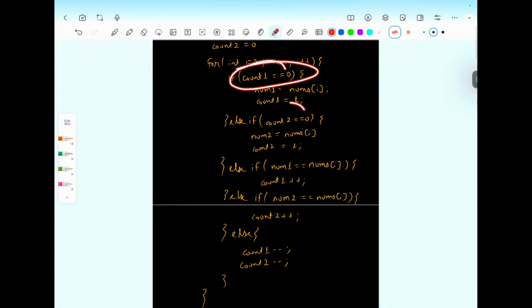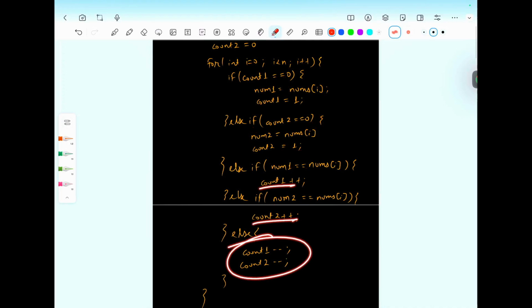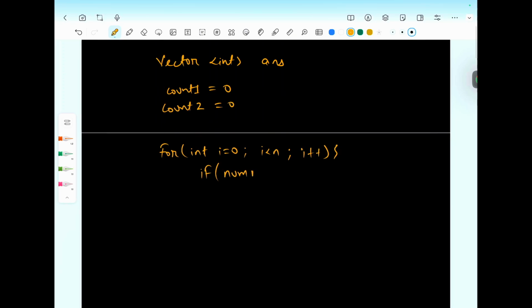First you write a condition for if your count is 0, update your num and count. If num1 and num2 are the same as the current value, you update their count, and if the number is different, you decrease your count. After that you have to write extra code for checking that both majority elements really are majority elements. So let's write the code. We have multiple answers, so we will declare a vector to store the answer, and I will reassign count1 and count2 to 0, and run a loop to check if that number is really a majority element or not.